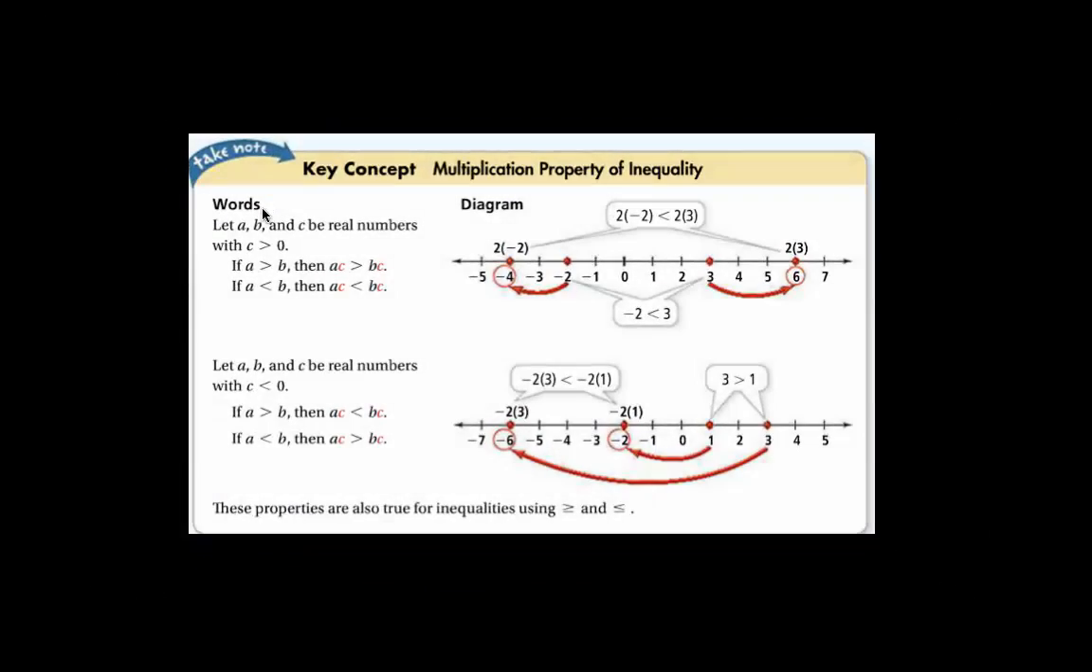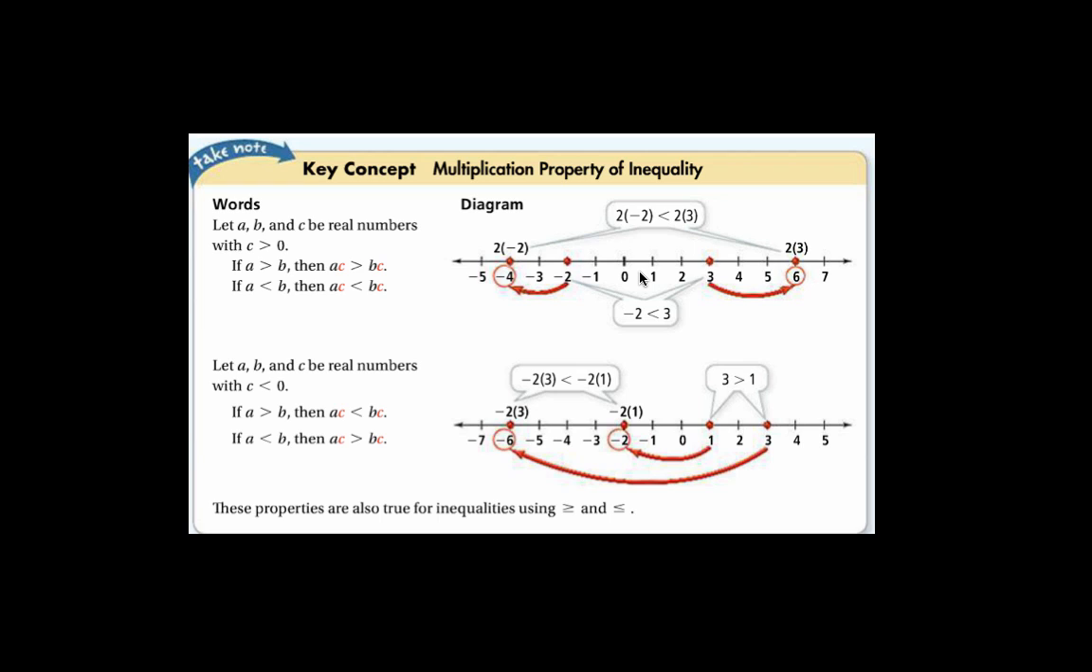Multiplication. This is where it gets a little interesting. Let a, b, and c be real numbers with c greater than 0, meaning c is a positive number. Anytime you see something greater than 0, a variable, it means that that variable is positive. That's how we need to interpret that. So if a is greater than b, then ac, the product of a and c, is going to be greater than the product of b and c. If a is less than b, then ac is going to be less than bc. Again, this is if c is positive.